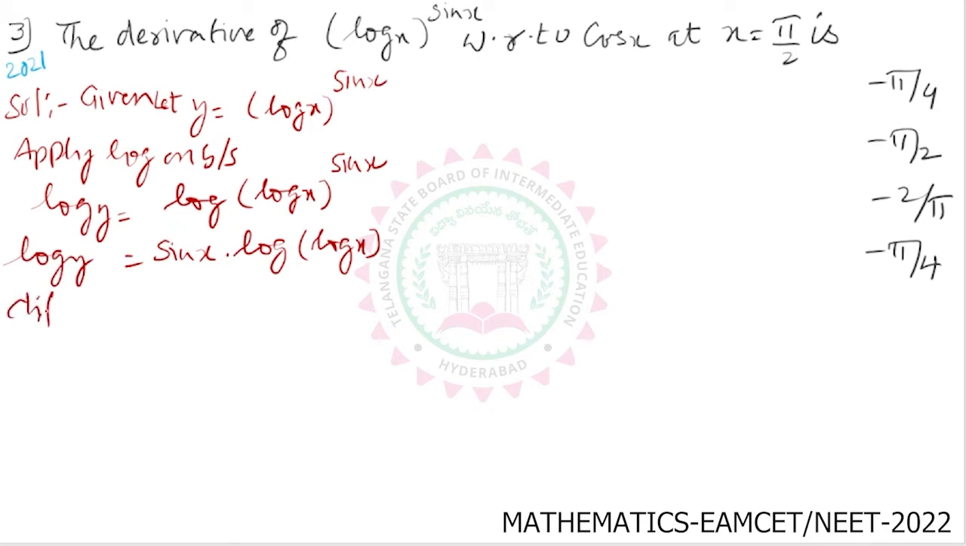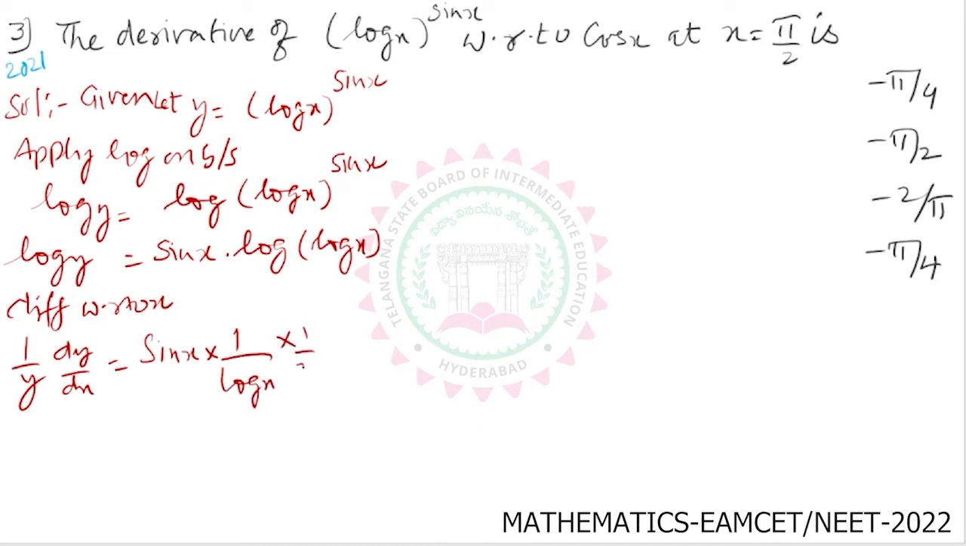Now differentiating with respect to x, this becomes 1 by y into dy by dx, or we can write as dy by dx or y1, both are one and the same. Okay, I will write dy by dx is equal to, it is in the form of uv. So first function into derivative of log of something is 1 by that thing into derivative of this internal part, that is 1 by x, plus second function log of x into derivative of first function is cos x. Is it clear?